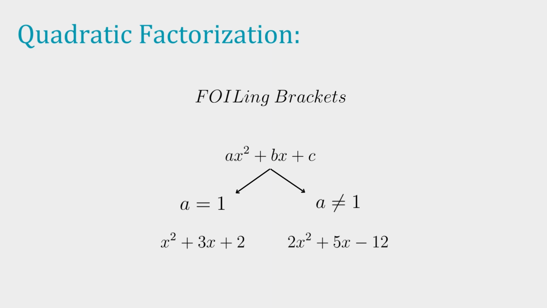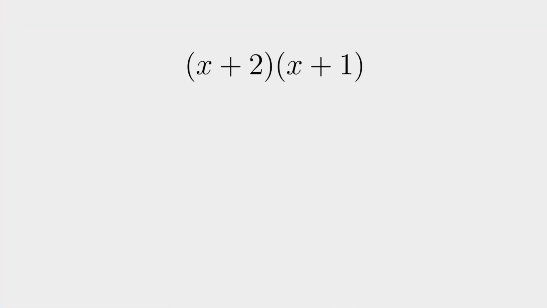FOIL stands for first, outer, inner, and last, and this technique is used to expand two brackets that have two terms in each of them. Terms are separated by a plus or a minus. I FOIL a bit different, but in essence it is exactly the same. It just makes it easier for me to visualize factorizing quadratics.